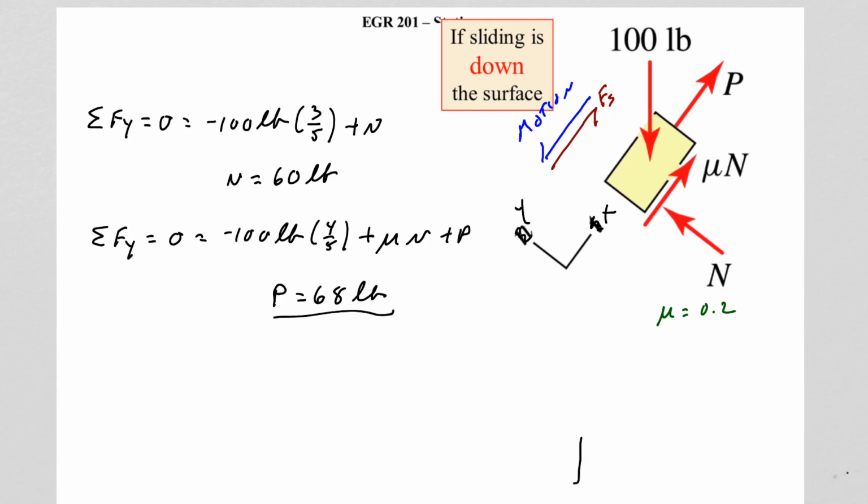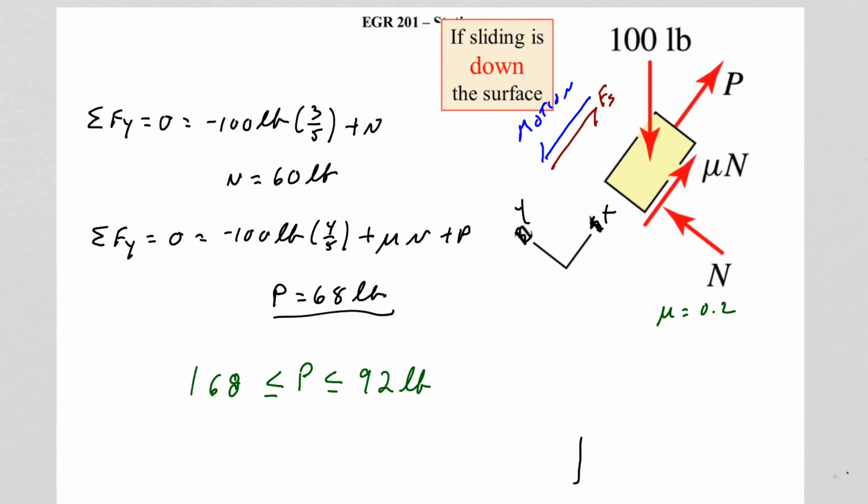So how does that compare with the other, and what is our range? Our range for P on here is P greater than or equal to 68 pounds. Anything less than 68 pounds, this thing will start sliding down, and our upper range is 92 pounds.